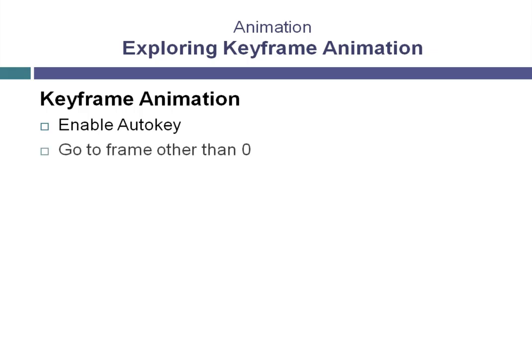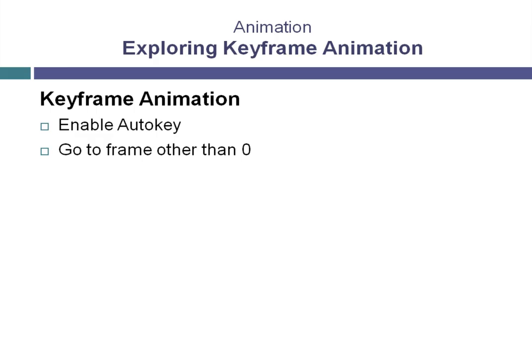Another important aspect of working with AutoKey is that you have to go to a frame other than frame 0 in order to create an animation. As I just mentioned, changing your time slider to another frame, then moving an object, will automatically create an animation for that object between frame 0 and the frame at which you move the object.